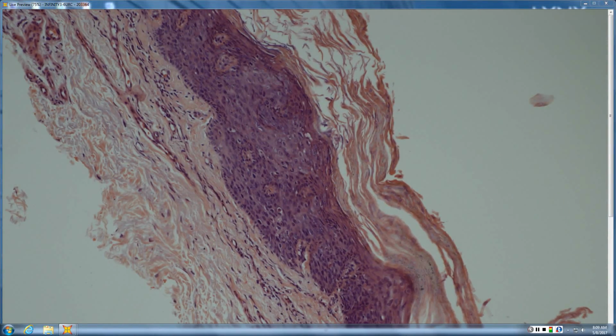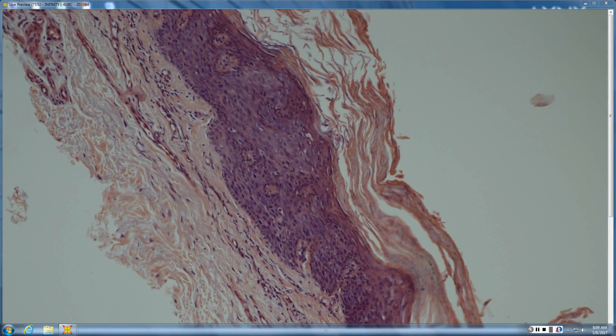I call this Bowen's because of the degree of anaplastic atypia and the clonality visible within the epidermis. Well done. Great job.